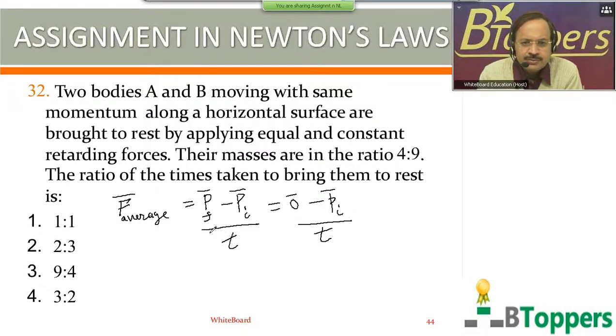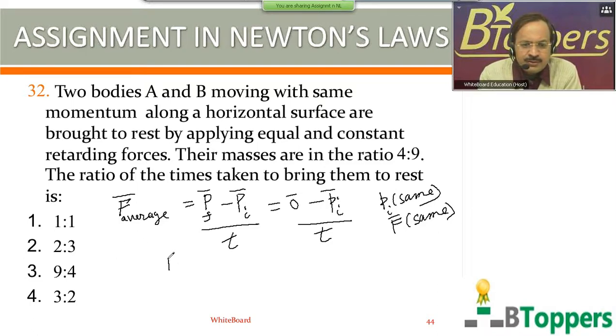Here, both the bodies are initially moving with the same momentum. That means the value of Pi is the same for both. And both the bodies are brought to rest by applying equal constant retarding forces. That means the retarding force applied on each body is the same. So force is the same, initial momentum is the same, therefore the time taken to bring them to rest will also be the same.